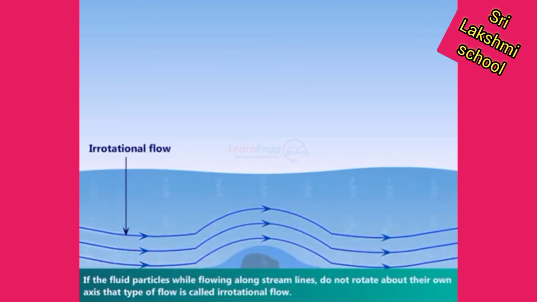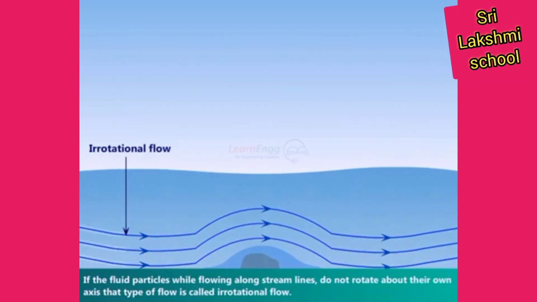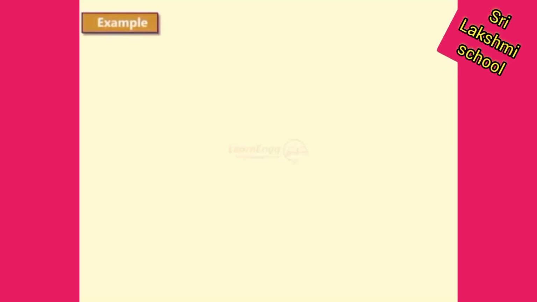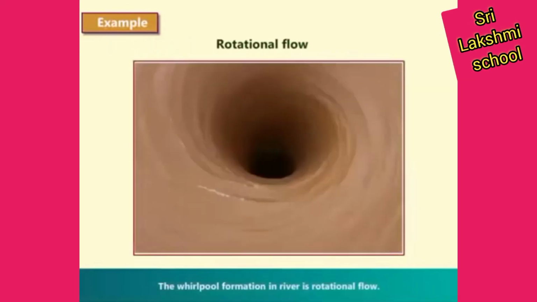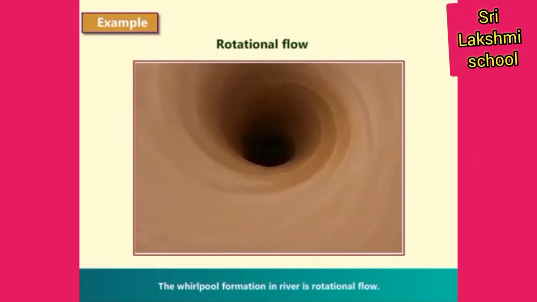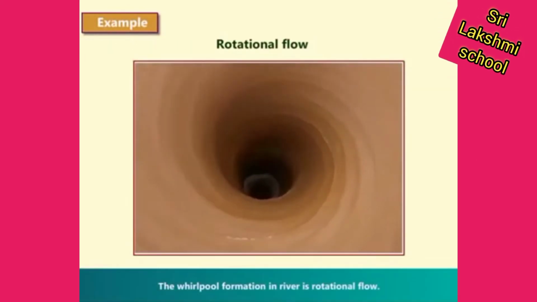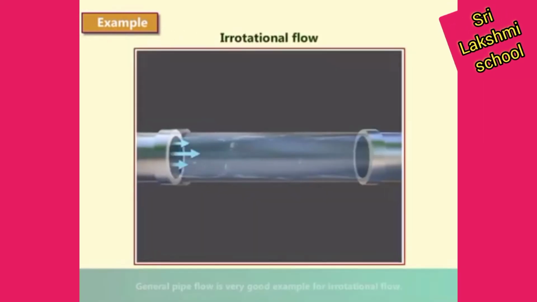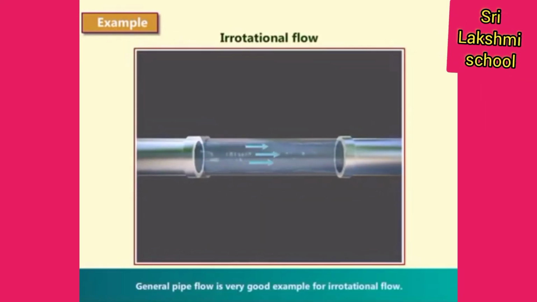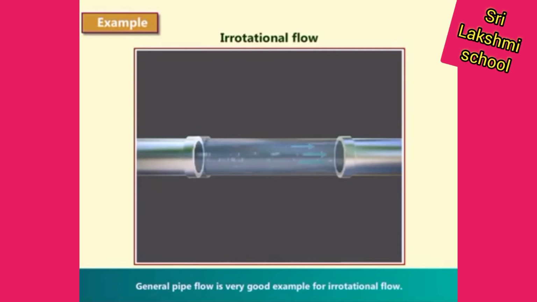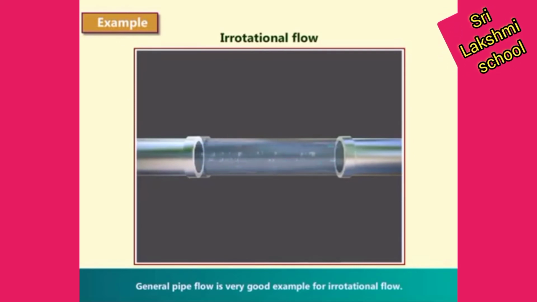And if you take here just above the substance which is present inside the water, here lines are curved. That's why it is said to be rotational flow. The best example for rotational flow is a whirlpool. And the best example for irrotational flow is water moving inside pipelines.